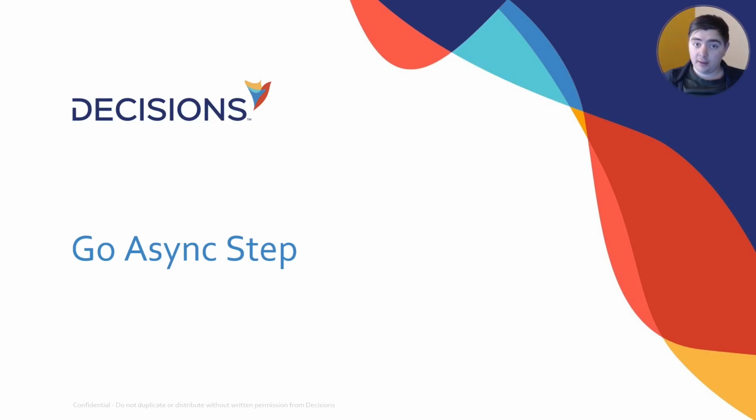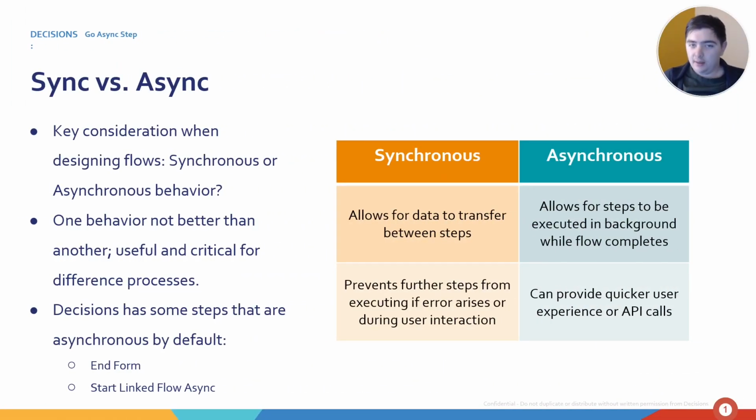Before we get into this, let me preface by explaining the difference between synchronous and asynchronous behavior in Decisions. This is a key consideration when you are designing your flows about whether you want parts of your flow to run synchronously or asynchronously. There is no one better than the other in general. They just provide particular uses and pros and cons depending on what you're trying to use them for in your flow.